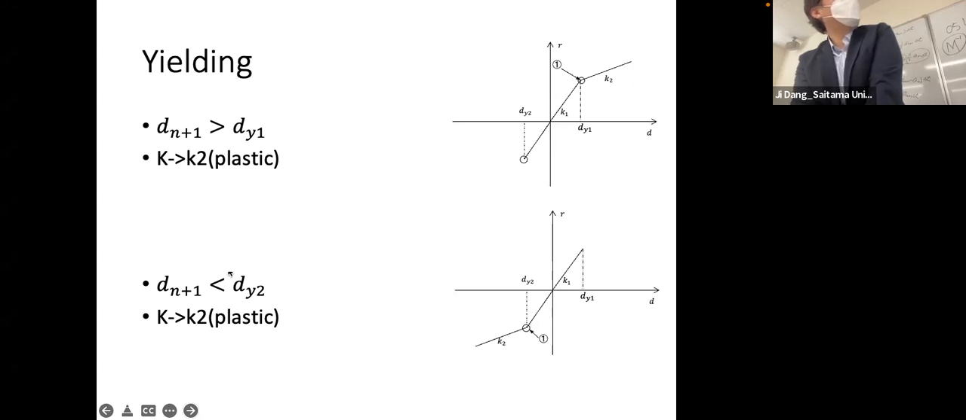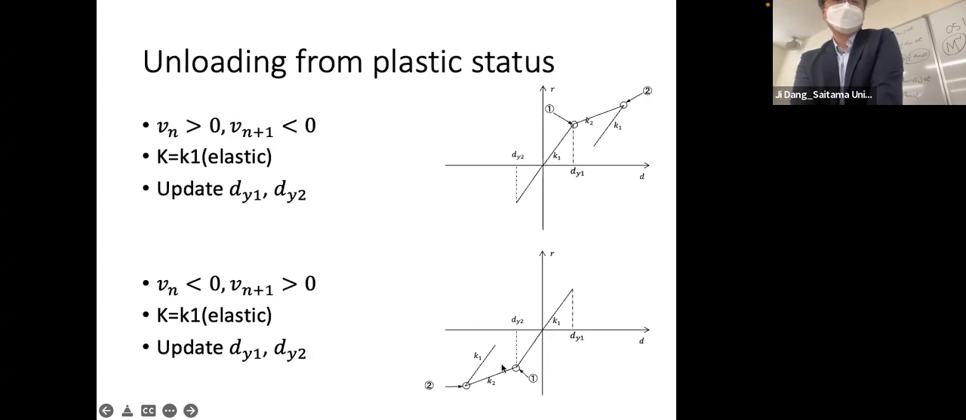Then the stiffness K right now should change to K2. But in the prediction method, we also always use K1 to predict. So make sure that you don't feel confused, which is changing to the second stiffness, okay? This is yielding.